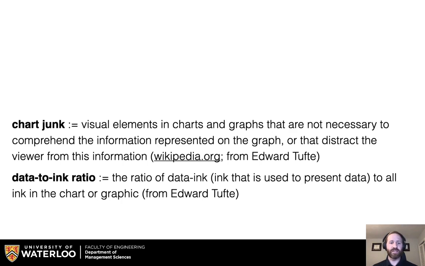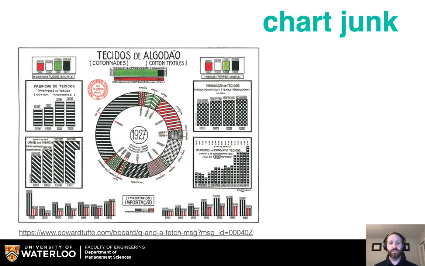So the ratio of data ink that's used to present the data, to all the ink in the chart or graphic. Again, this is from Edward Tufte. So if you look at this, you can see that there's quite a lot of chart junk. There's a bunch of extra lines and borders, and these extra patterns that are going on. Is that really adding to the data?